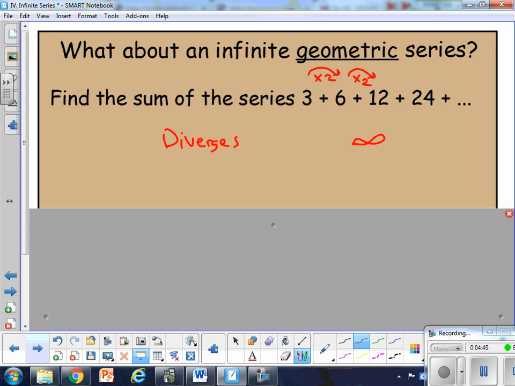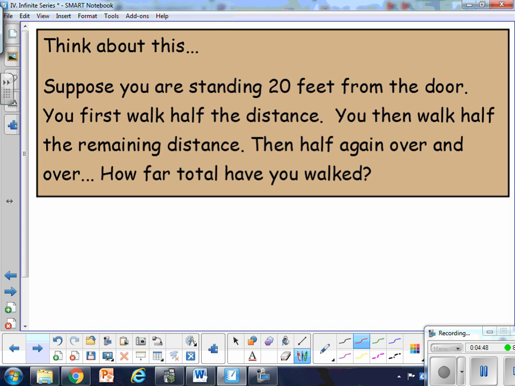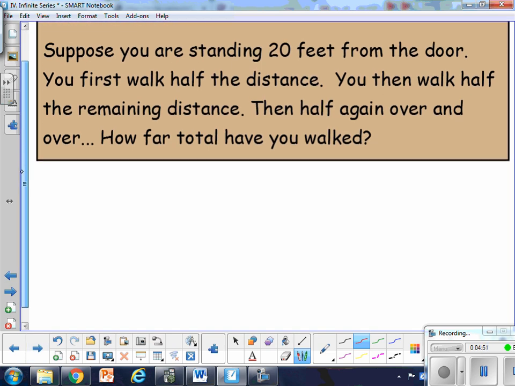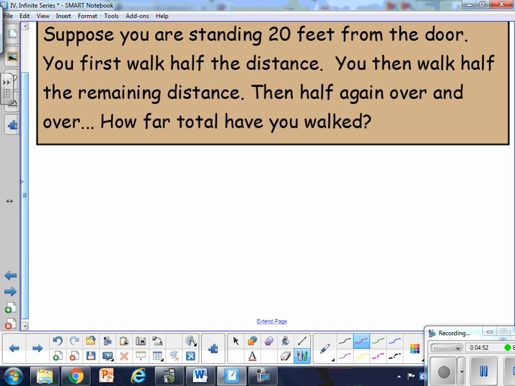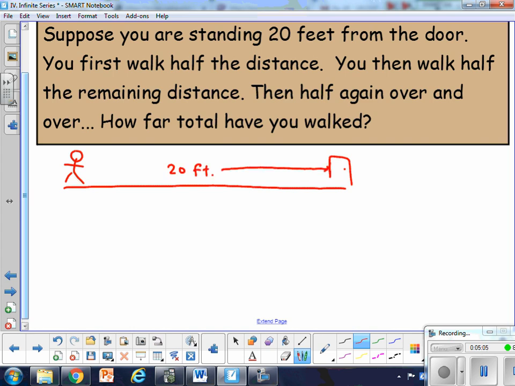All right, so let's think about, could we ever get something to converge? Here's a good classic problem I always like to use here, something you can visualize. So imagine you're standing here, 20 feet away from the door. 20 feet from the door to where you are. And here's the situation. You want to eventually walk to the door.